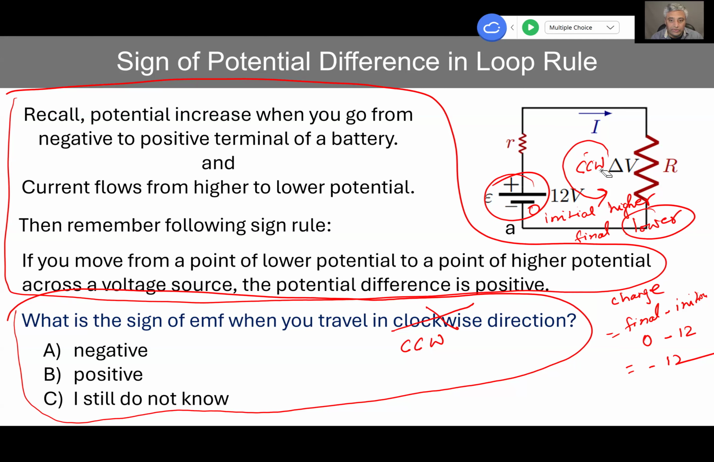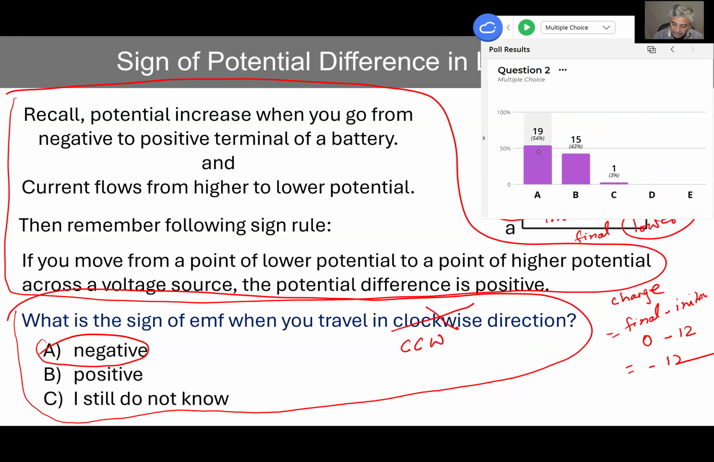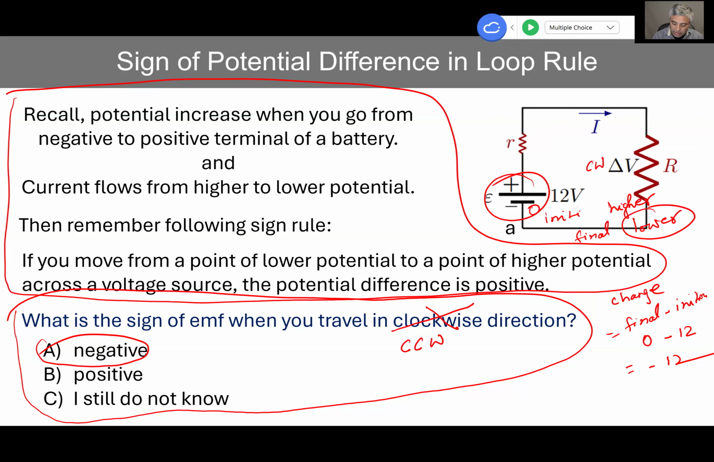So this is going to be negative that way. So which way we choose, which way in the loop we go is important. So that's why we need to first identify the loop. Okay. So looks like the correct answer in this case is negative. And when we went all the way around, it was positive. Okay. Are you guys paying attention? I hope so. Okay.